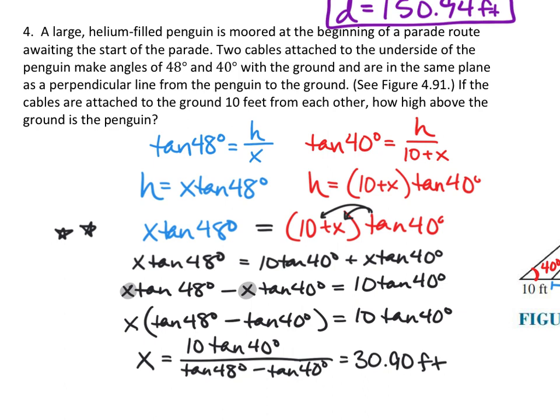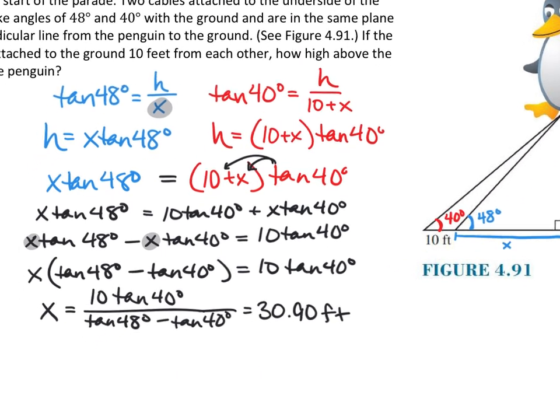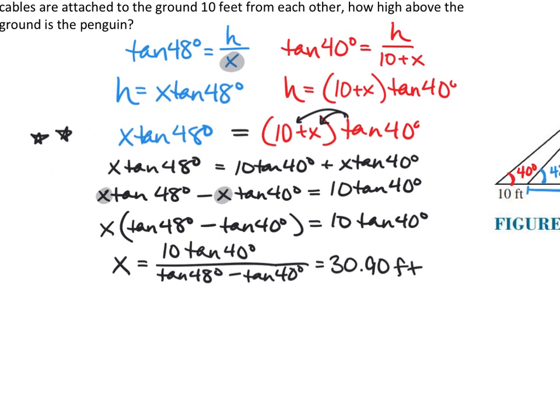But now we can use tangent because now we have a value for x. You could use either of them, but using the blue equation where there's not extra plus 10 on there is going to be significantly easier. So we're going to take that blue equation. The tangent of 48 degrees is going to be equal to h divided by our value we just got, 30.90. We're back to a normal looking level 1.